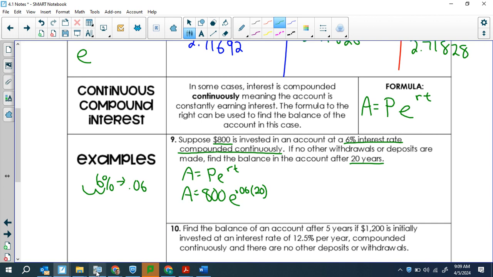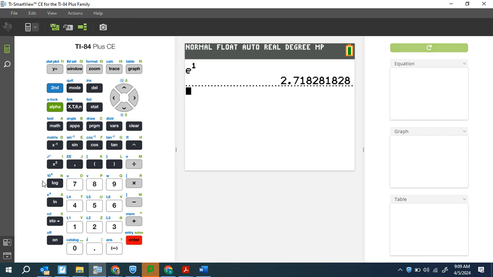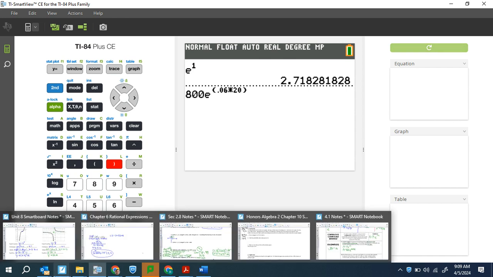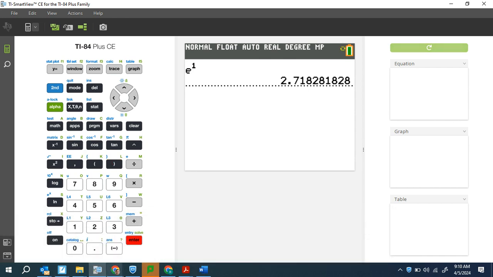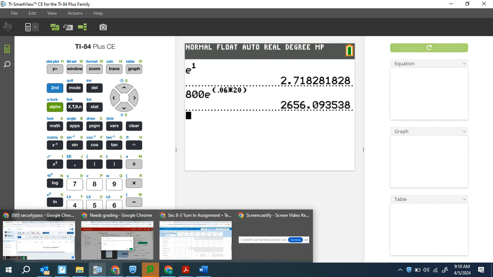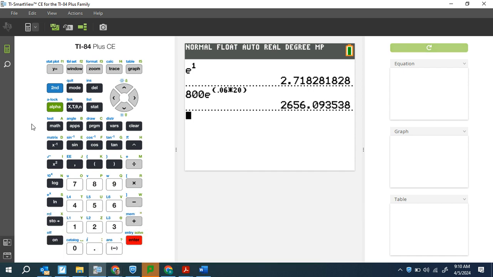So now it just becomes plugging into your calculator. 800, second ln gets you the E, and then in our exponent, we need 0.06 times 20. We should end up with $2,656.09.